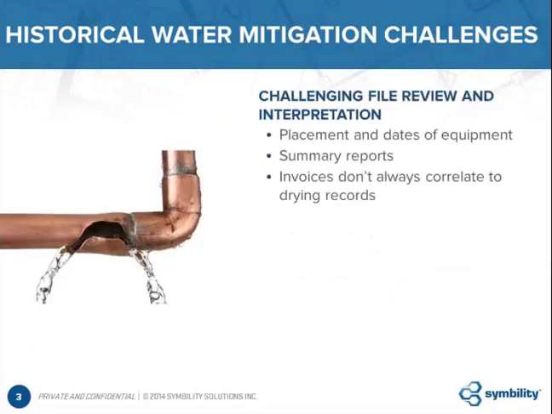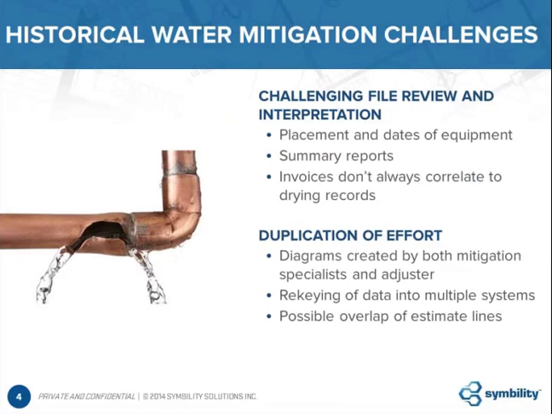There is also the challenge to the adjuster who has to review the drying record on a property, not being able to see details such as the exact placement of the equipment, where the readings were taken, and all those different things. That puts them at a disadvantage. That, coupled with the problem of inconsistency between the drying record and the invoices, can lead to some significant problems and issues. Finally, there is the challenge of the duplication of effort.